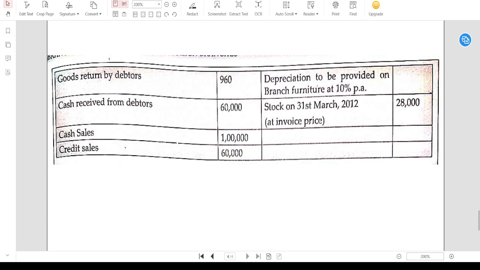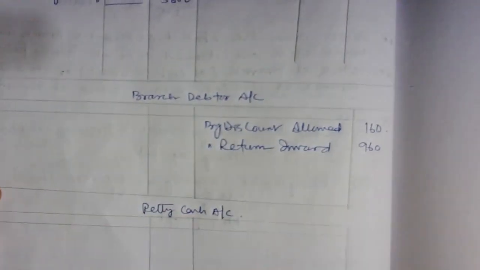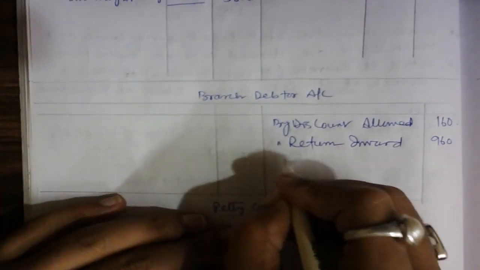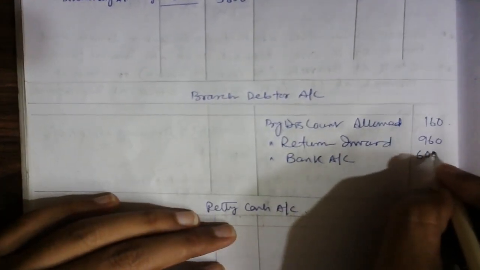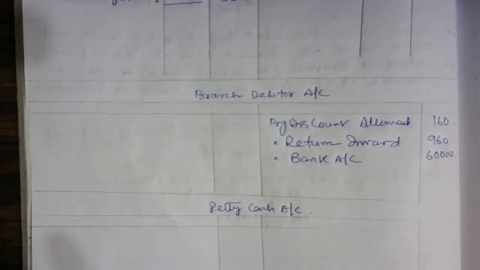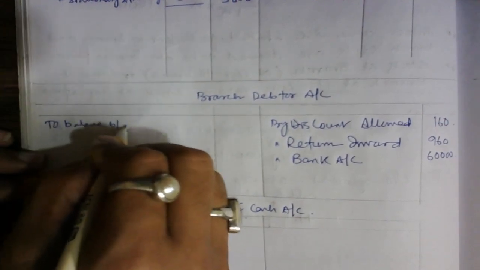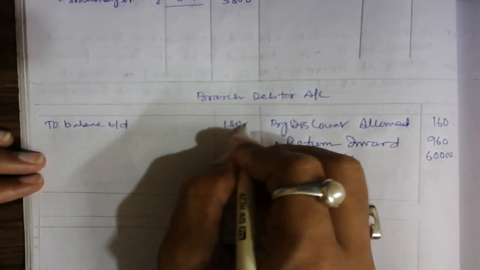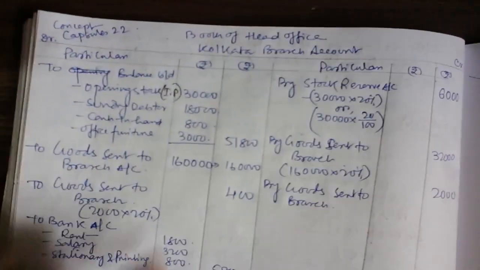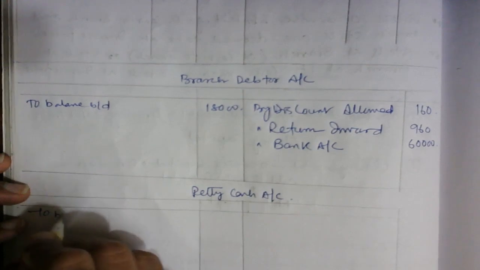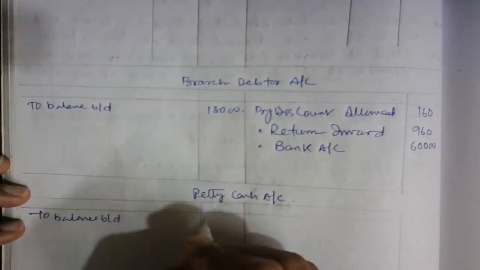Return inward is how much, sir? 960. Okay. And after this, cash received from the customer is how much, sir? 60,000. So can I write by bank account 60,000 because we have received it from customer? Okay. After this, we have some opening balance of Sundry debtor which is 18,000 that we have already written here. Correct. And petty cash opening balance of 800.